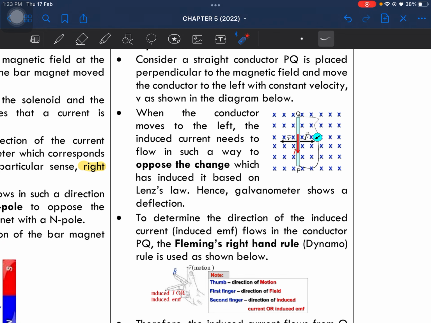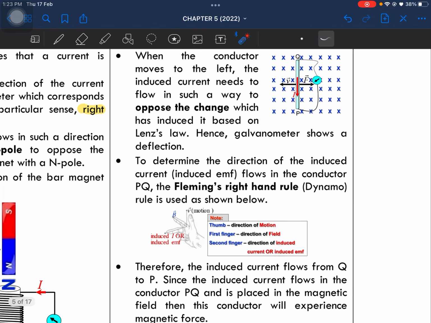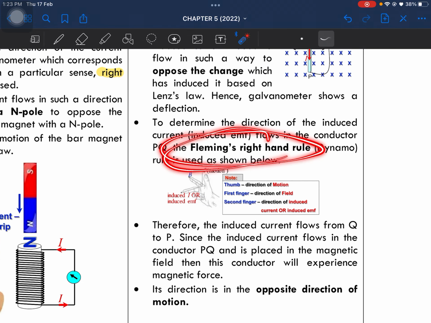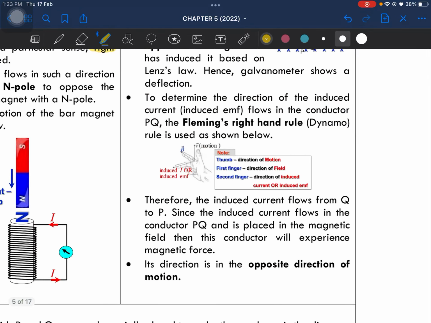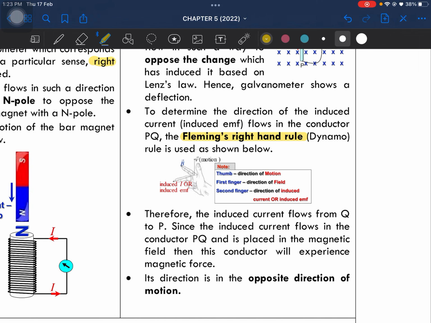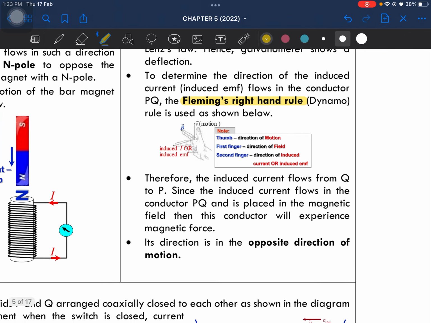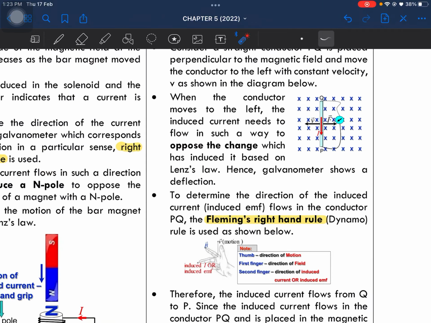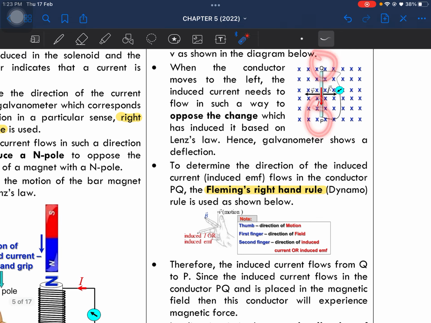Now again, how to determine the direction of the induced current and also the induced EMF? We are going to use Fleming's right hand rule. So the thumb shows us the direction of motion, our pointing finger shows us the direction of the magnetic field, and the second finger, our middle finger, tells us the direction of the induced current or the induced EMF. So the induced current will flow from Q to P.